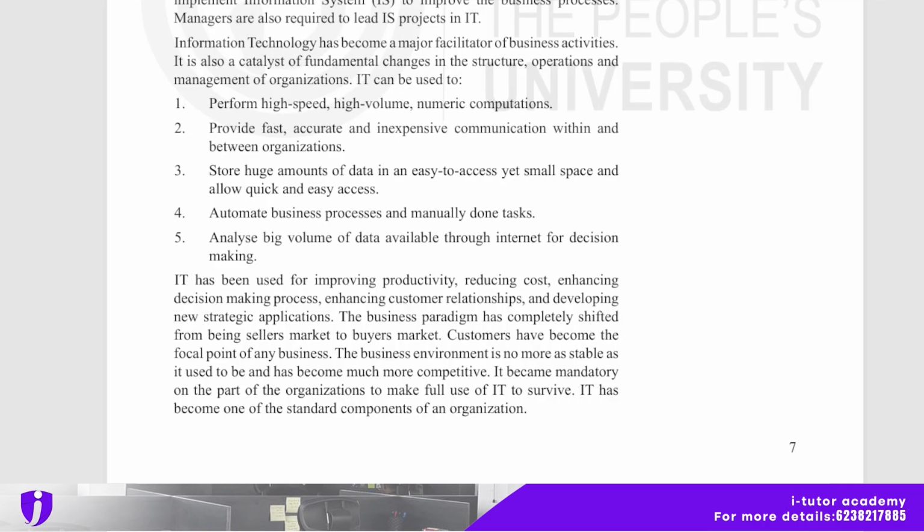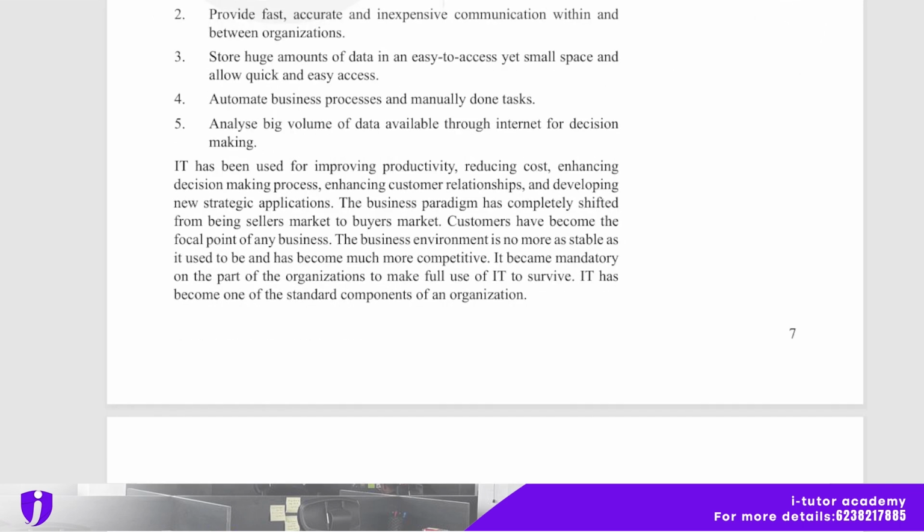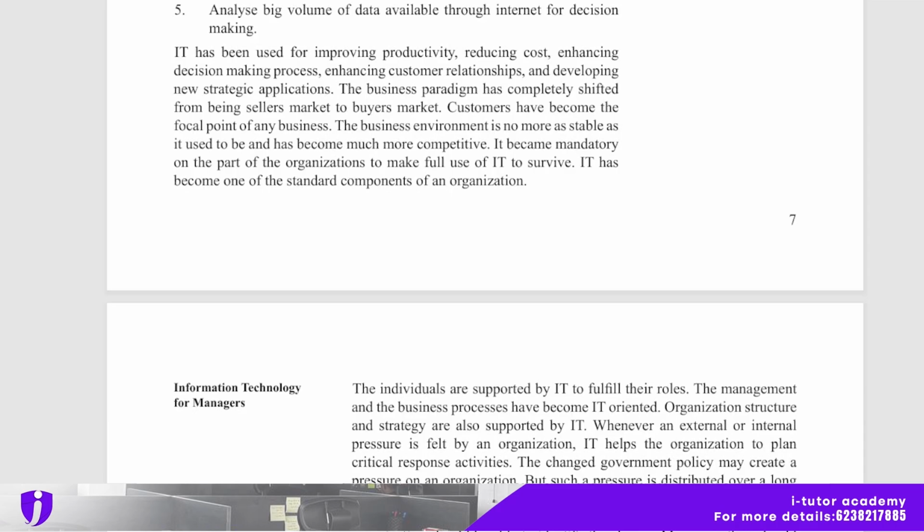IT can be used to perform high speed, high volume numeric computations, provide fast, accurate, and inexpensive communication within and between organizations, store huge amounts of data in an easy to access yet small space, and allow quick and easy access, and automate business processes and manually done tasks. Analyze big volumes of data available through the internet for decision making. IT has been used for improving productivity, reducing cost, enhancing the decision-making process, enhancing customer relationship, and developing new strategic applications.